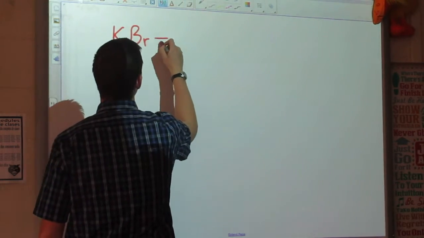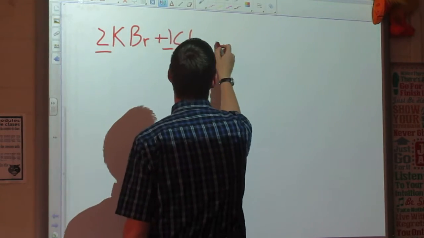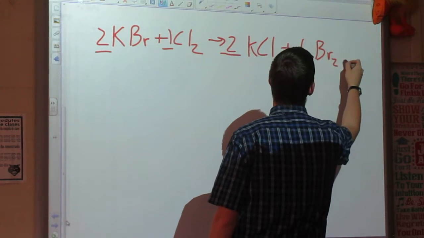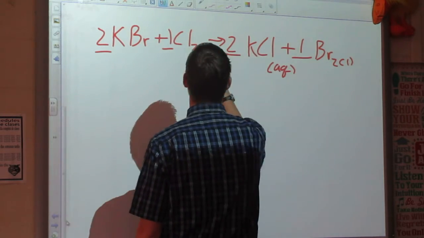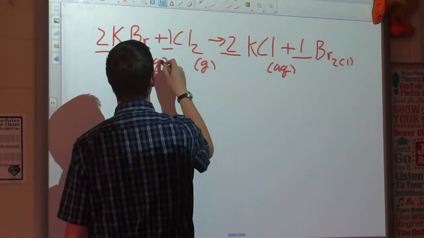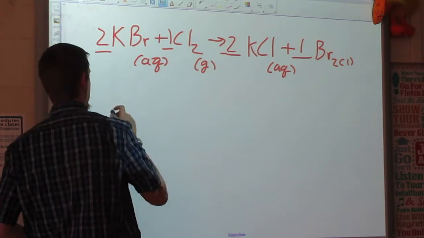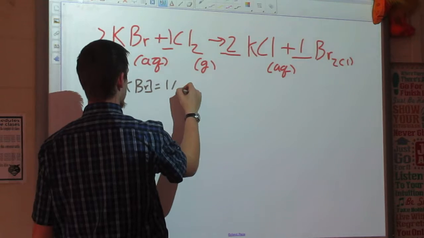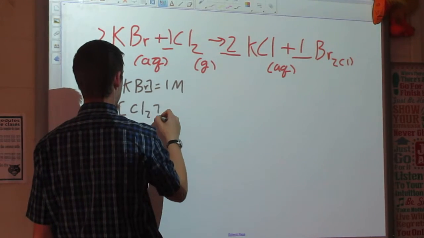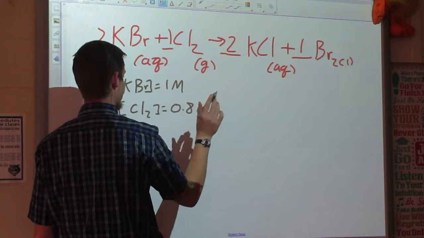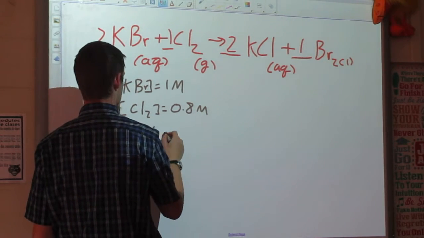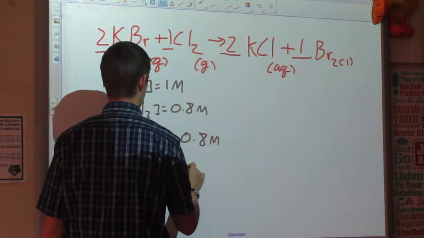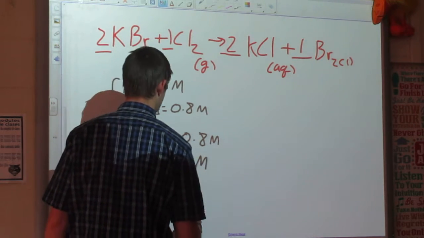KBr plus Cl2, 2, 1, 2 KCl, 1 Br2. That's a liquid, that's aqueous. That's a gas, this is aqueous. Okay, good problem. I will tell you that the concentrations for KBr, 1 molar. I'll tell you that Cl2 is 0.8 molar. I'll tell you that KCl, 0.8 molar. And I'll tell you that Br2, let's say 1 molar. 1.1 molar, why not?